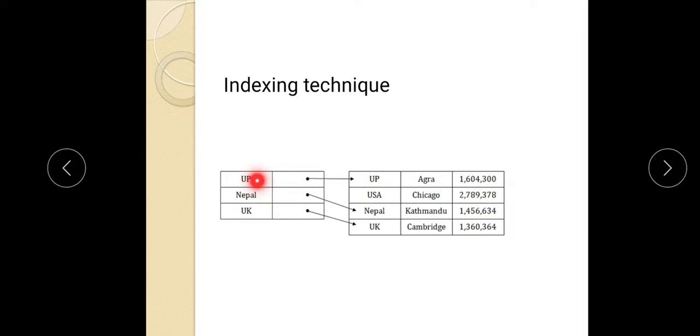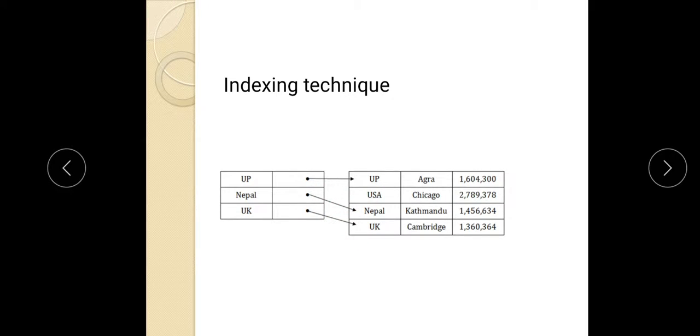So for UP we have another table. This is called an index. This table has two attributes. The first one is the index value, and the second one is the pointer. The first value is UP, and the second column, this pointer, will tell where in the original database UP is residing. So UP is in this record. Also Nepal is here.